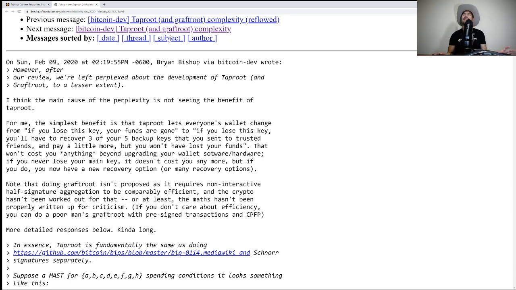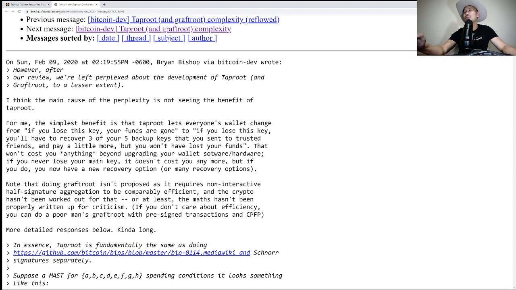For me, the simplest benefit is that Taproot lets everyone's wallets change from, if you lose this key, your funds are gone, to, if you lose this key, you'll have to recover three of your 5 backup keys that you sent to trusted friends and pay a little more, but you won't have lost your funds. That won't cost you anything beyond upgrading your wallet software or hardware. If you never lose your main key, it doesn't cost you any more, but if you do, you now have a new recovery option or many recovery options.